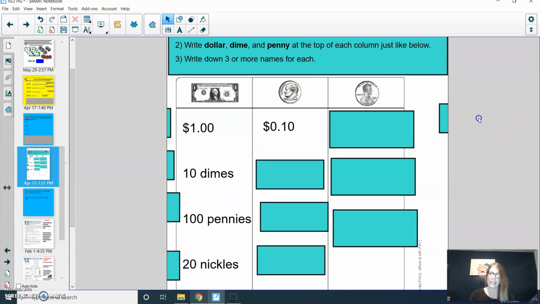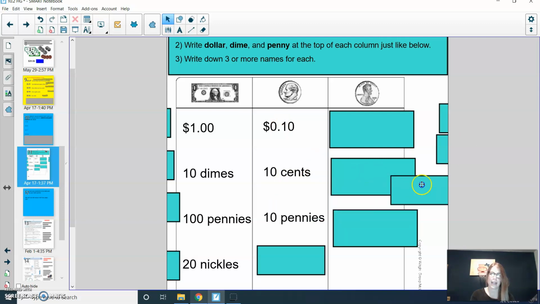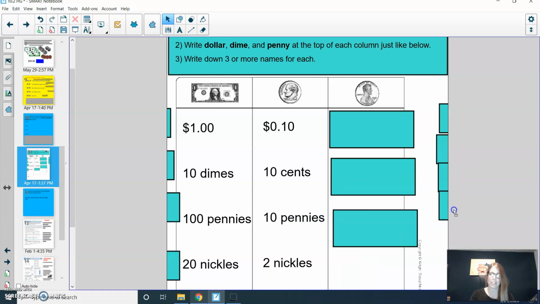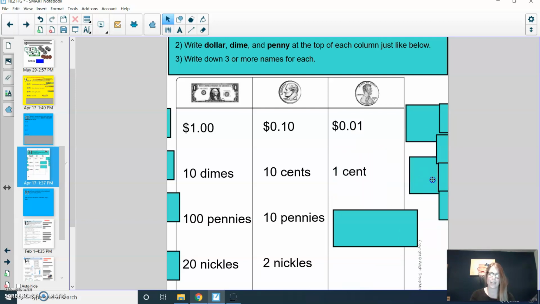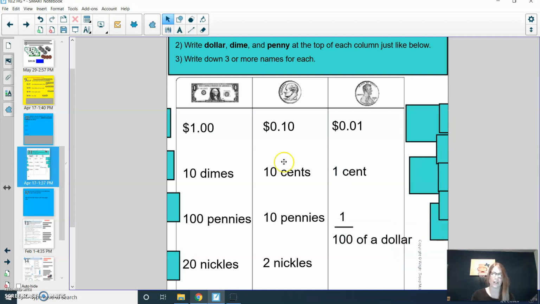For the dime, I had 10 cents written in dollar cent notation. I had 10 cents written in words. I had it equaling the same as 10 pennies and also the same as 2 nickels. For the penny, I wrote it in dollar-cent notation. I said 1 cent, and I also had 1/100th of a dollar. And again, you maybe had some that I didn't have, and that's great too.